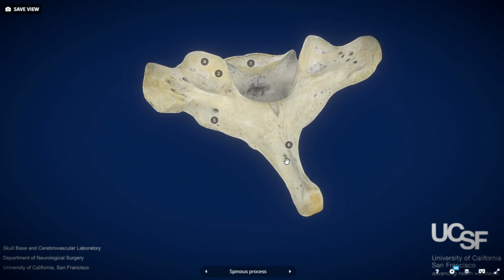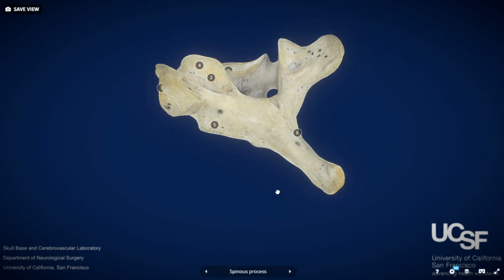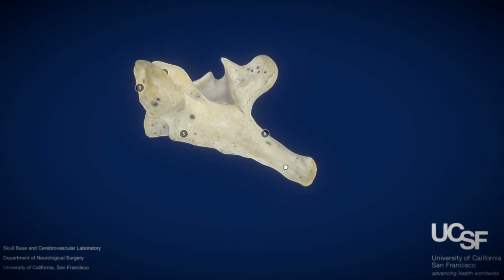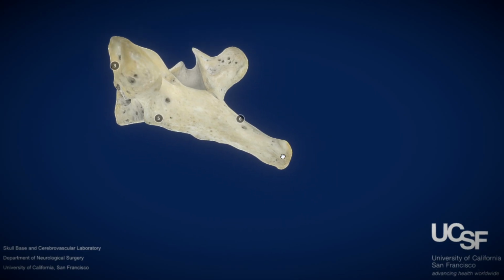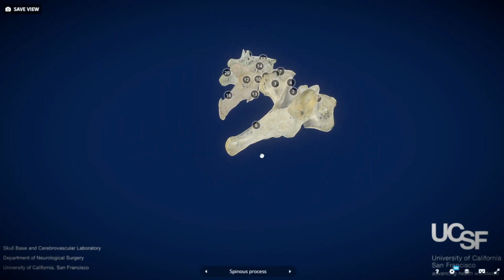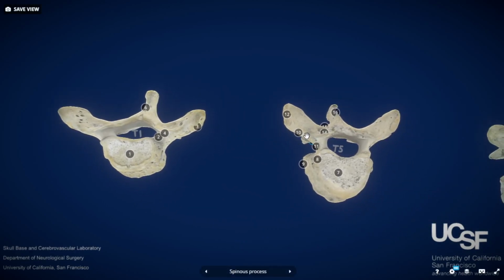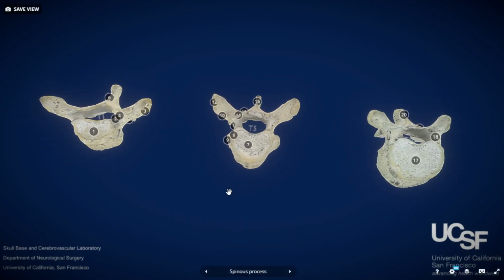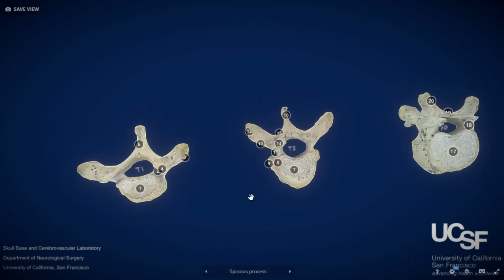Let's remember as well that sometimes this tends to get an even more posterior projection than C7. So that's the overview of the different morphology of the thoracic vertebrae.